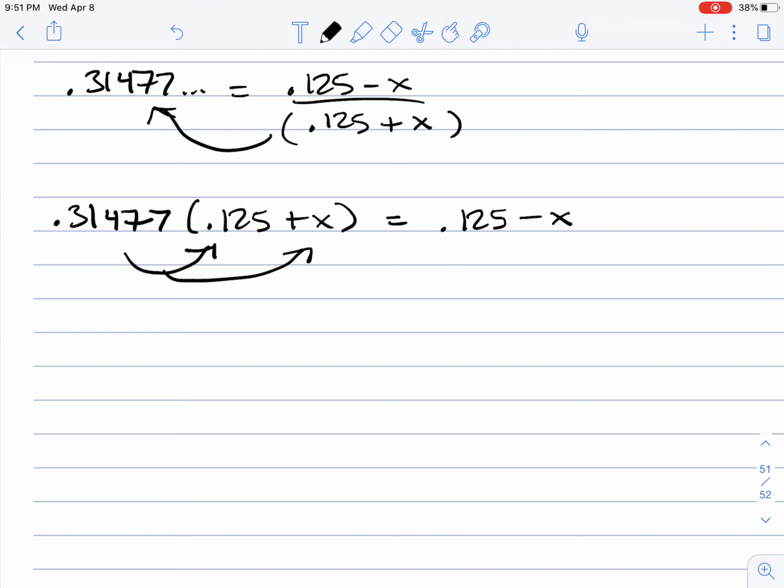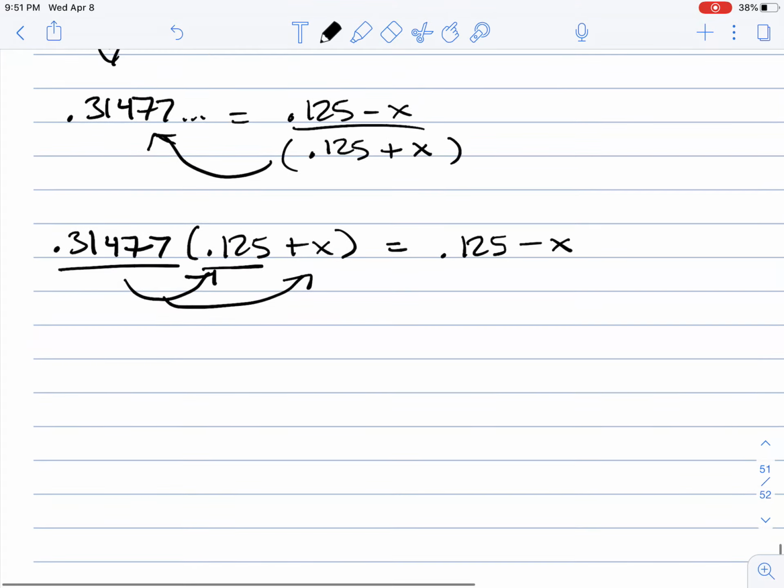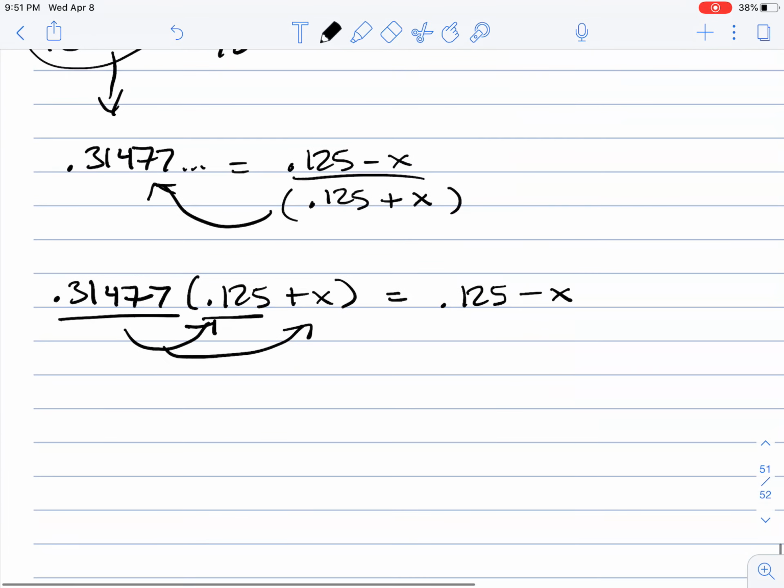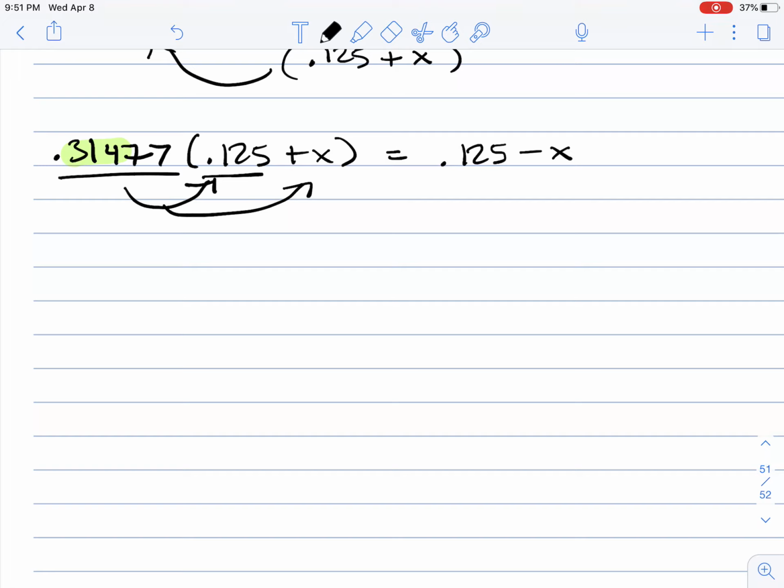And so when I multiply 0.125 by 0.31477, by the way, in terms of sig figs, I'll just go ahead and highlight how much I'm going to be keeping at the very end. So it looks like I still have 3 sig figs. So this is going to be 3.93 times 10 to the negative 2 plus 0.31477 times x. That's going to equal 0.125 minus x.